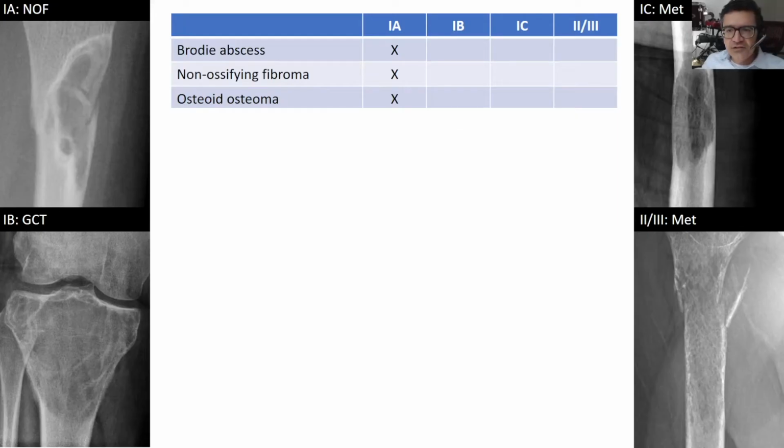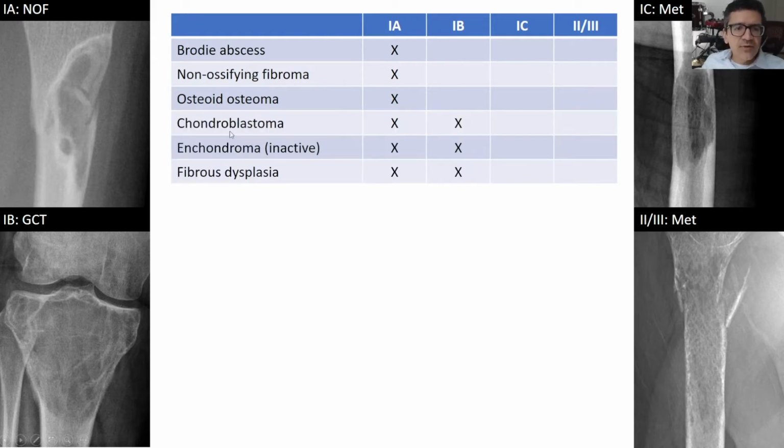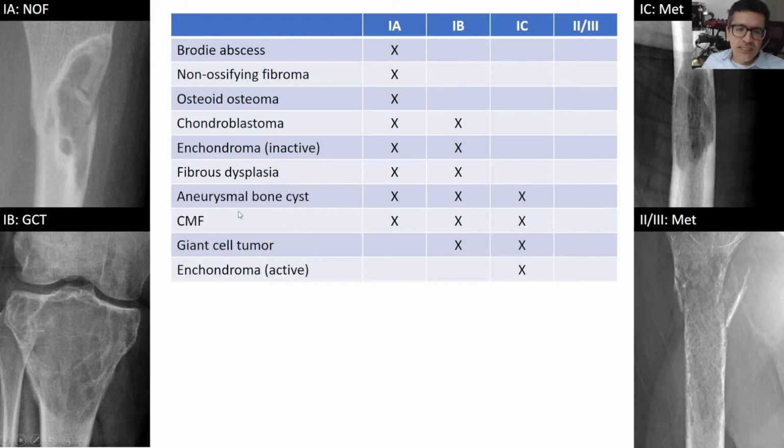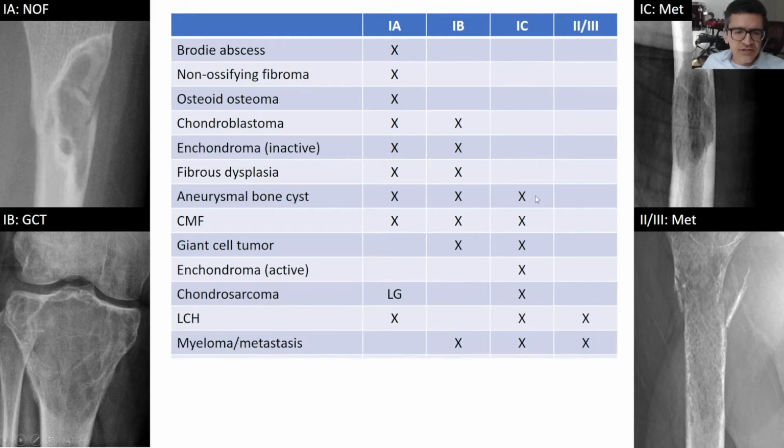This slide here is to show you the distribution of lesions and margins. 1A type margins are Brodie abscess, non-ossifying fibroma, osteoma. But several lesions can have a range of appearances. Chondroblastoma and chondroma and fibrous dysplasia can either be 1A or 1B. ABCs and chondromyxoid fibromas can be any of the geographic margin types. Giant cell tumor can be 1B or 1C depending on the biological activity. And some enchondromas can have the 1C margin.